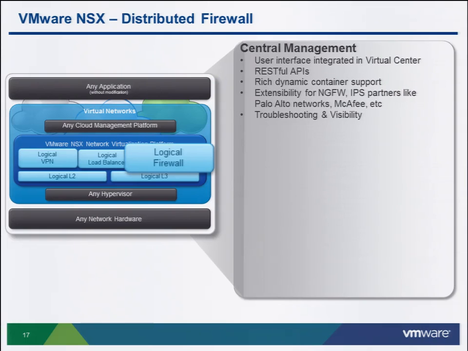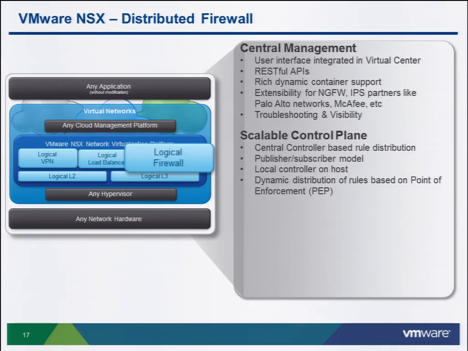The other piece which we are doing today is we have partnered with different networking vendors. Some of them I have named here, McAfee and Palo Alto Networks. And we integrate with them at the management plane, control plane, and data plane level so that we can provide a really optimal experience all the way from management and policy interaction to the data path. And I'll also show some of the troubleshooting and visibility which we have brought in. The next piece which is key here is that we have a scalable control plane.